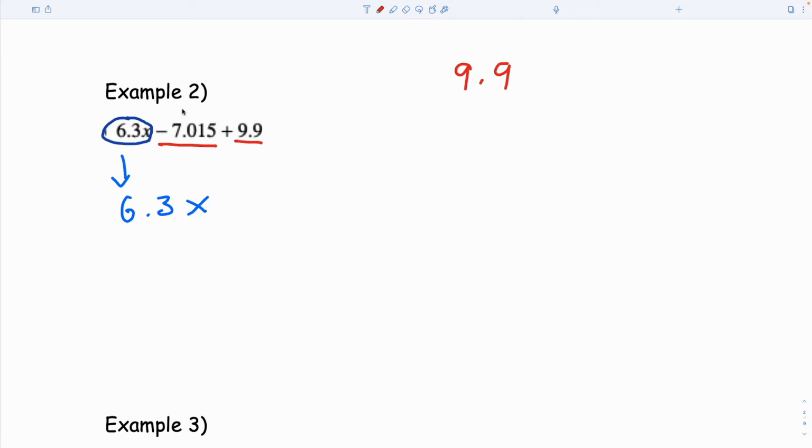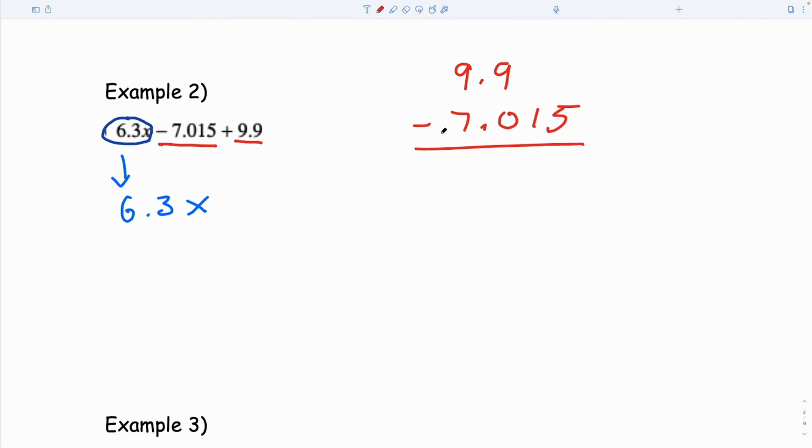Does the 9 win or the 7 win? The 9, it's a good guy. The bad guy is less, the good guy is more. So let's put the minus 7.015 below it. Because the 9 is bigger, I know it's listed second and everything in me wants to do this, but you can't do that because the 9 is bigger. I'm taking away 7 from 9. Cool. Yeah. I looked at it as 6.3x minus 7 plus 9.9.